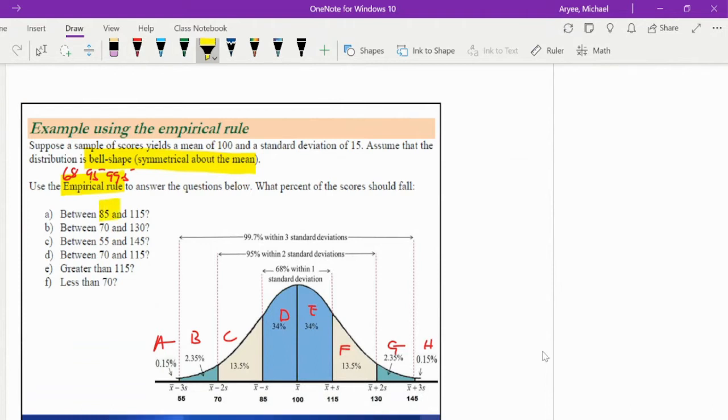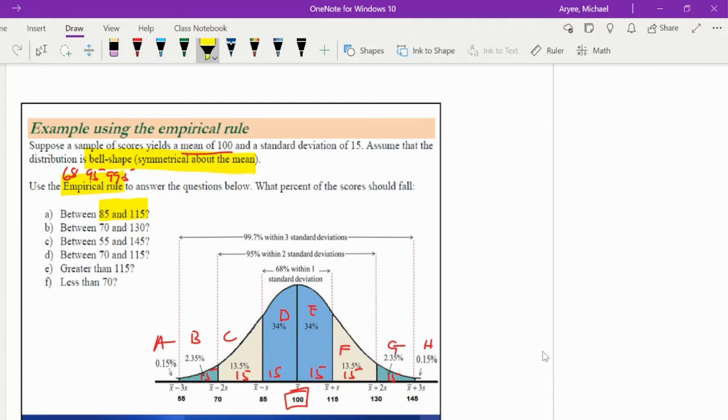Before you do the question, they told you that the mean is 100. So you're going to put 100 in the middle. Now, every space is a standard deviation. So 100 plus 15 gives you 115, 115 plus 15 gives you 130, 130 plus 15 gives you 145. Now 100 minus 15 gives you 85, 85 minus 15 gives you 70, 70 minus 15 gives you 55. That is how the numbers are obtained.